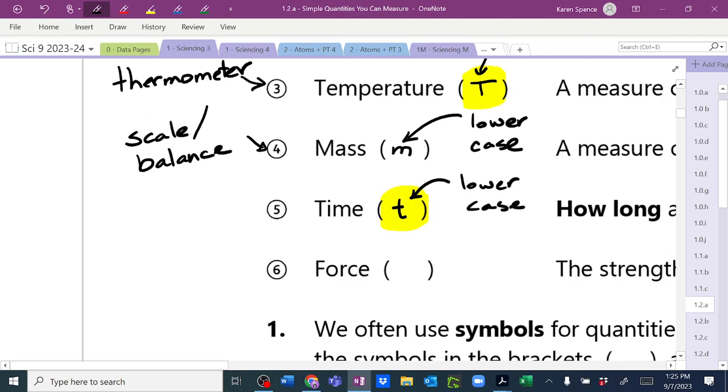And what might we use to measure time? A watch, a stopwatch.